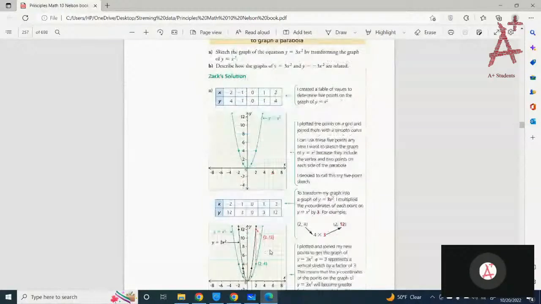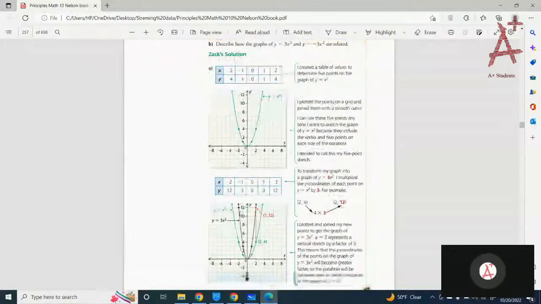You can just compare both here, just compare the tables. Negative 2, negative 2; 4 and 12. The y value is multiplied by 3. Got it? Because the graph has y equals 3x square. Okay, then negative 1. Here you have negative 1, but the y value is multiplied by 3. Got it?